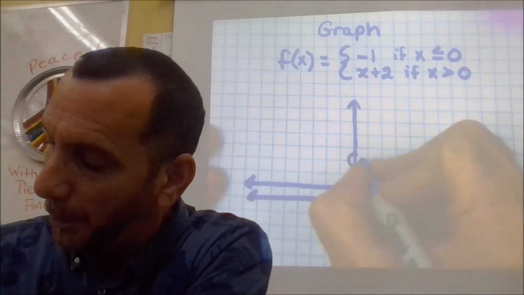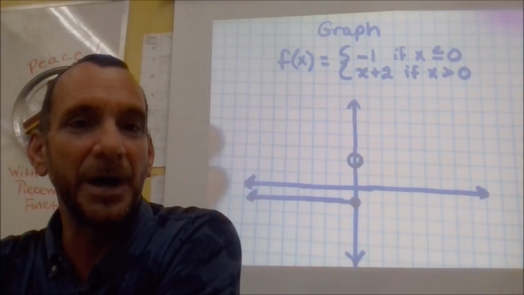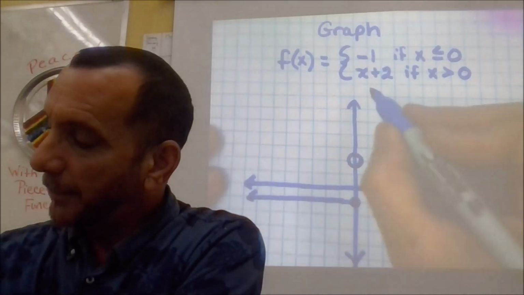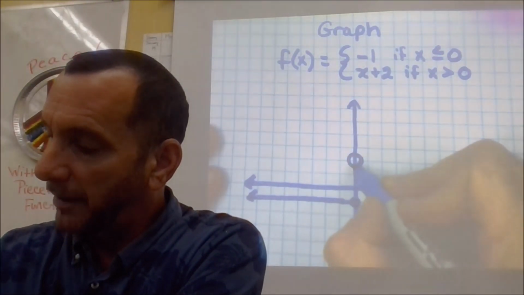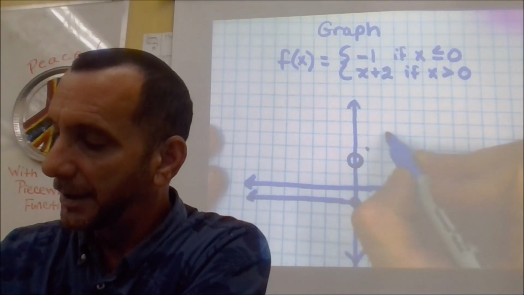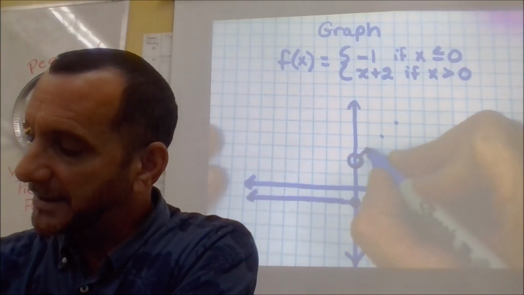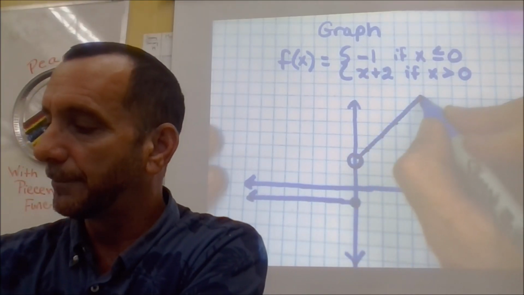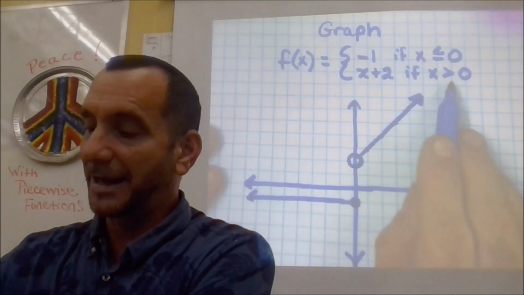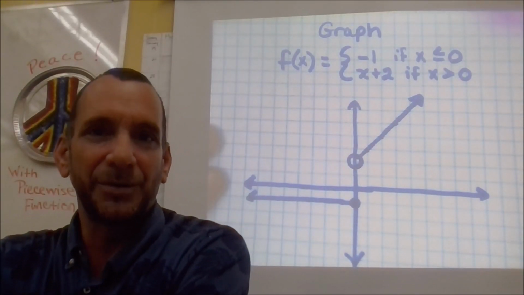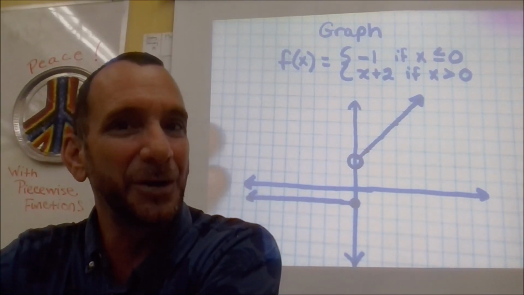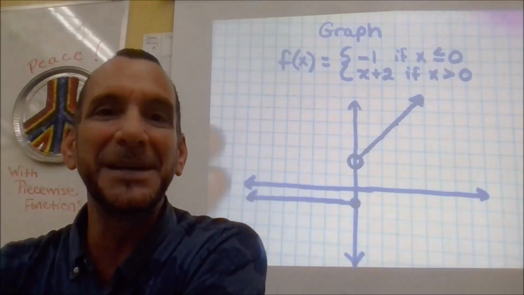So I'm going to put an open circle. That's my y-intercept. And I'm going to use my slope of up 1 over 1 to get the rest. And I'm just going to sketch that. That's a linear function when x is greater than 0. That's some pretty cool looking graph for a piecewise function.